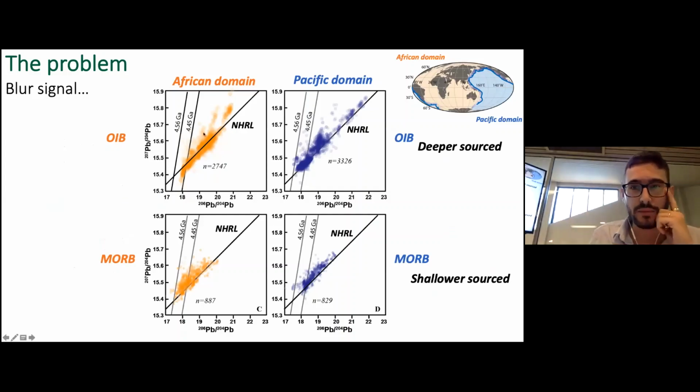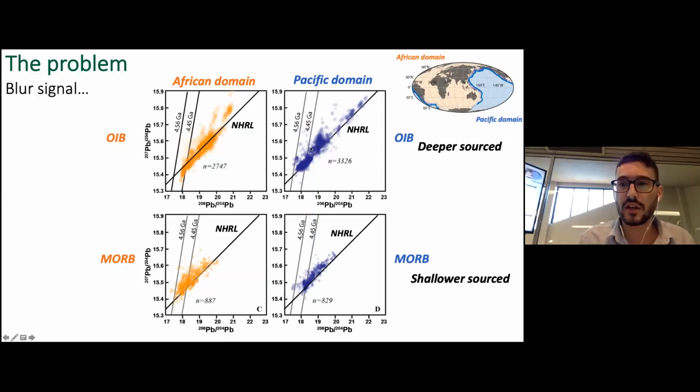So in that diagram, this is the compiled data for the OIB, also including oceanic large igneous provinces, and MORBs from both the African domain and the Pacific domain. Just as a reminder, here you have the African domain, here you have the Pacific domain. Again, the OIB are believed to be deeper sourced from the mantle, so maybe more representative of the lower mantle, and the MORBs more representative of the shallow mantle. But in each case, for each domain, we see that the composition seems roughly the same.